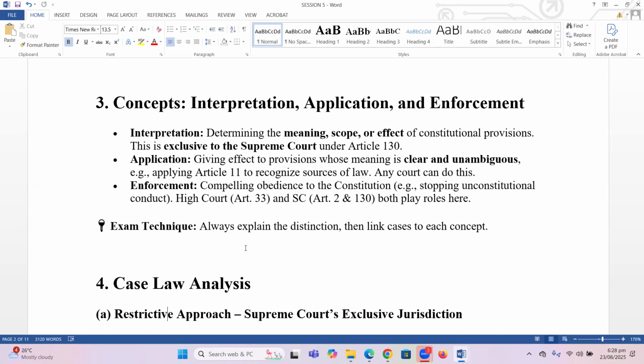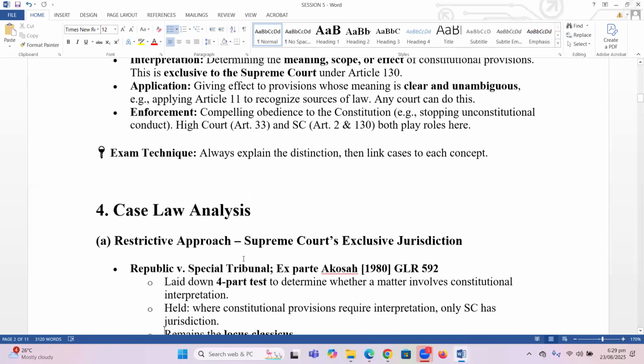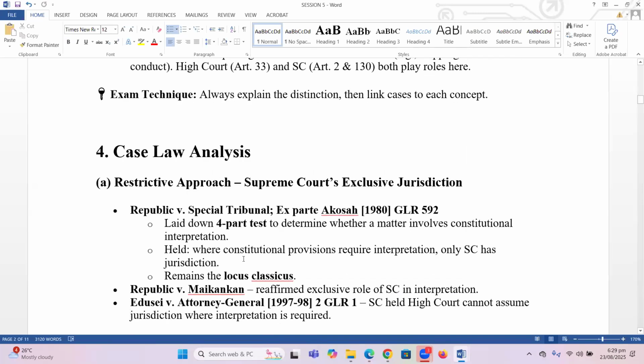Well, in terms of jurisprudential or legal philosophy appreciation, one would argue that enforcement and application and interpretation are intertwined. But if you look at the cases, we can see some slight distinction as we have endeavored to point out. So, for example, if you look at the old case of Republic versus Special Tribunal, ex parte Akosa.